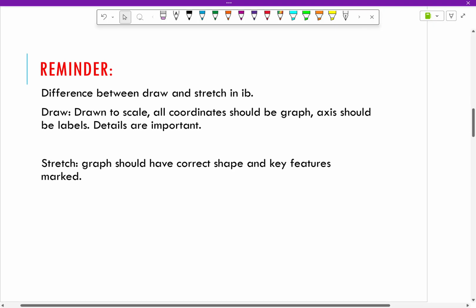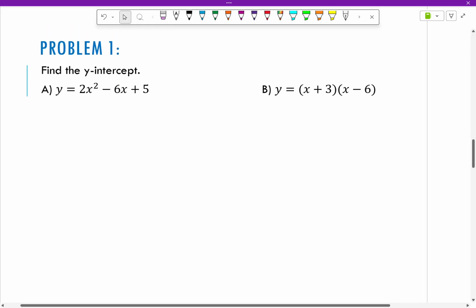So some things about the IB exam, some terminology that will come up in this chapter. If they ever ask you to draw, it is very specific. It means you want to draw a scale, so your x and y, you want to mark all your values on your scale for your xy axis. You want to label all your coordinates. Your axes should be labeled as well. Details are important. A sketch just wants the general shape and any key features like x-intercepts, y-intercepts, vertex, those types of things. So let's go ahead and start with problem 1.